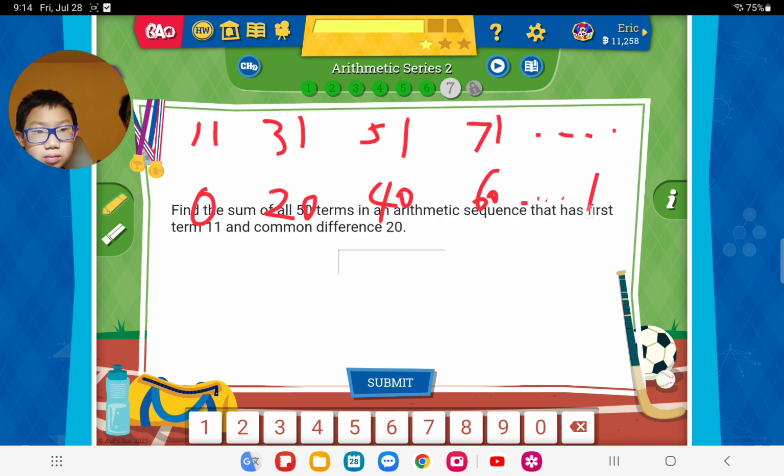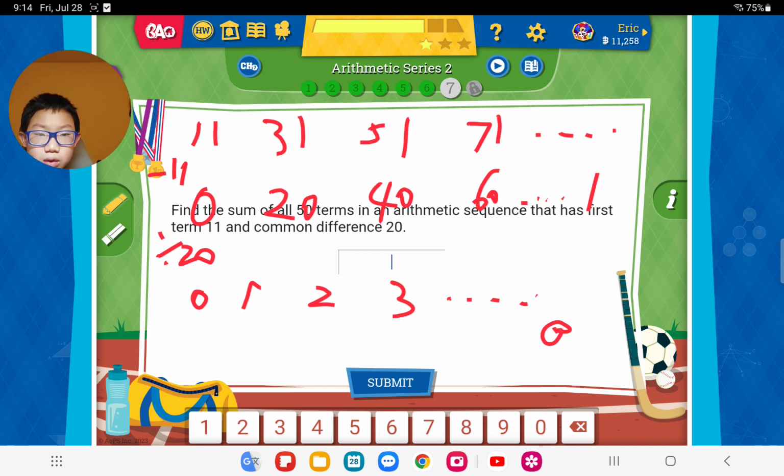To which number? Oh, if you don't know, okay. Then this is minus 11. Then divide by 20. It becomes 0, 1, 2, 3. To which number? I think it's to 50.